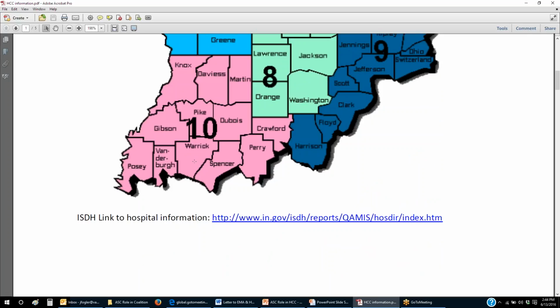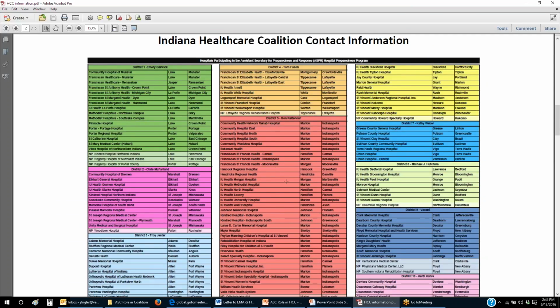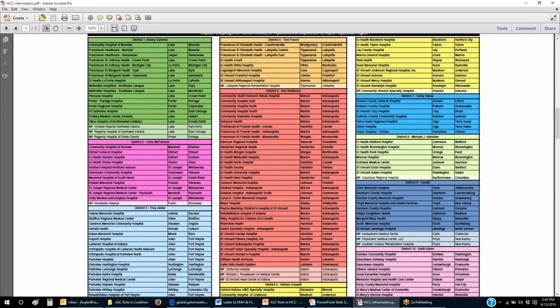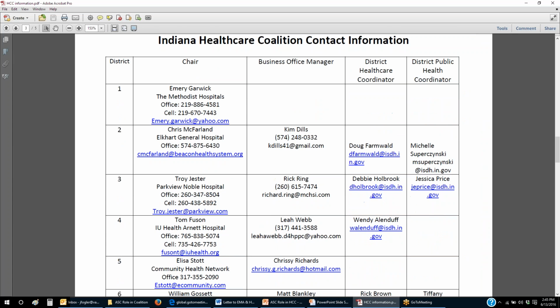And you can get a list of the different hospitals that are in those counties if you don't have that by going to this site on the Indiana State Department of Health. It has a list of all the hospitals that you can look at by county or by city. The next page is just the different hospitals that are listed in those different coalitions, the name of the hospital, what county they're in, and what city they're in, just so that you can see where all the hospitals fit within the healthcare coalition.